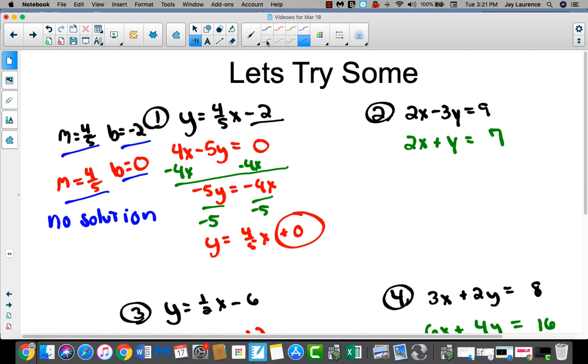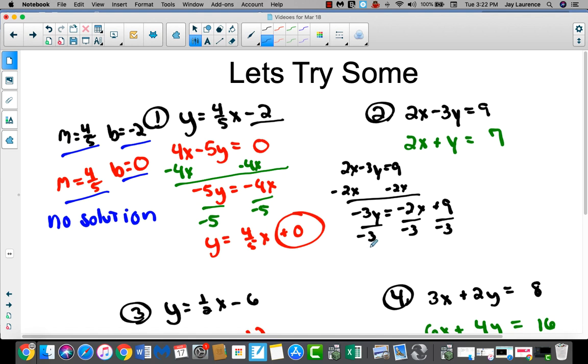Number 2, looks like I got to convert both of them. So the black one, I'm going to give myself a little bit of room to work here. We have 2x minus 3y equals 9. I'll subtract 2x, and I'll have -3y equals -2x plus 9, and then I'll divide by -3. Divide by -3, divide by -3. So then y is going to equal 2/3 x minus 3. So for that one, the slope is 2/3. Okay, the y-intercept is -3.